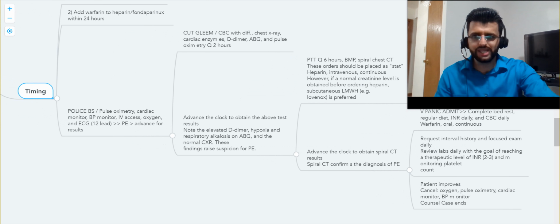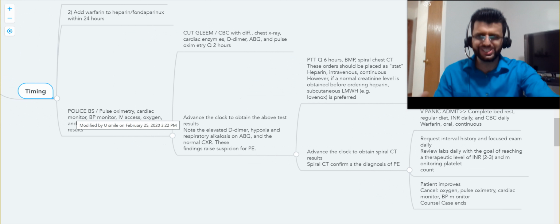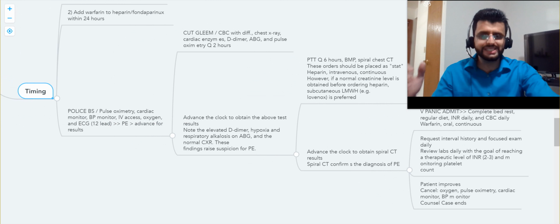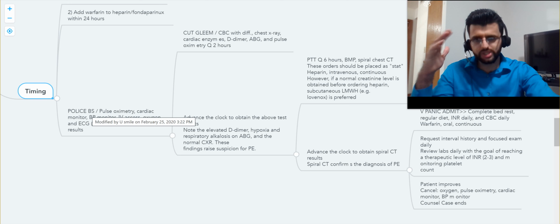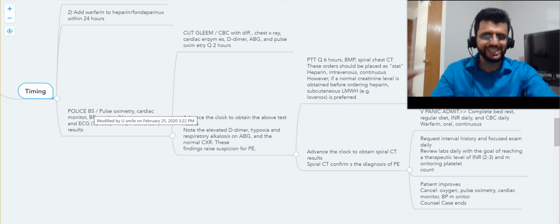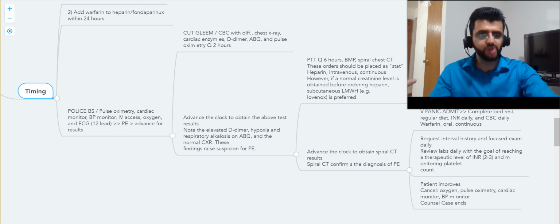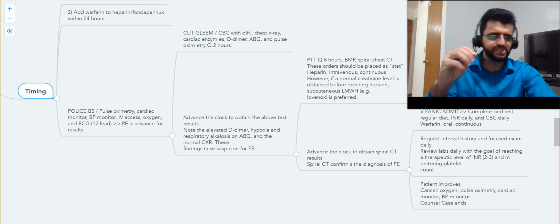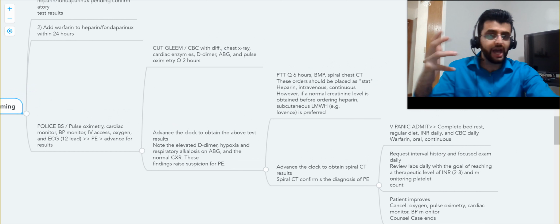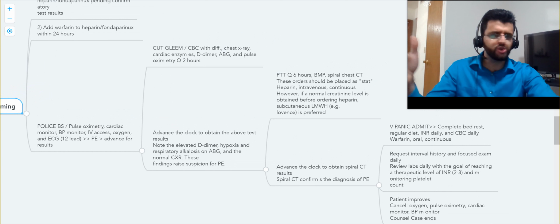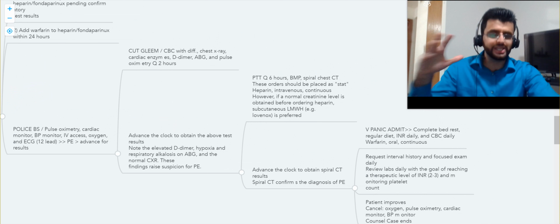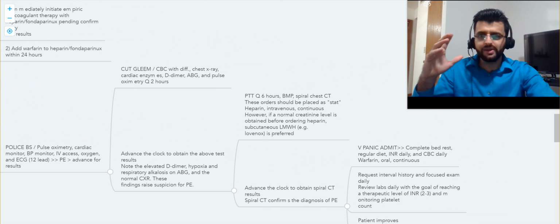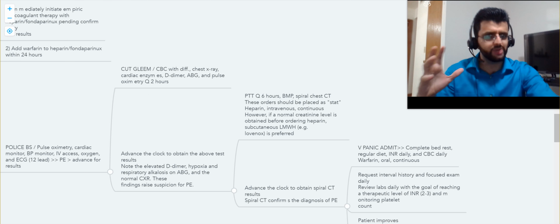PO LICE BS: P, pulse ox; O, oxygen; L, intubation if needed; I, IV access, IV fluid; C for cardiac monitor; E for EKG; B for blood pressure monitor; S for blood sugar, like finger stick glucose for hypoglycemia. Again, use your brain with the mnemonics. You don't have to do all of them, but it's something to keep in mind. I found it very helpful when I was studying.